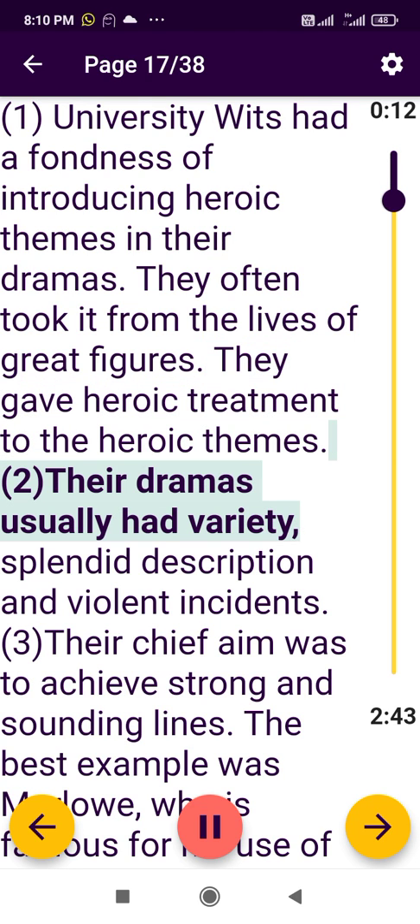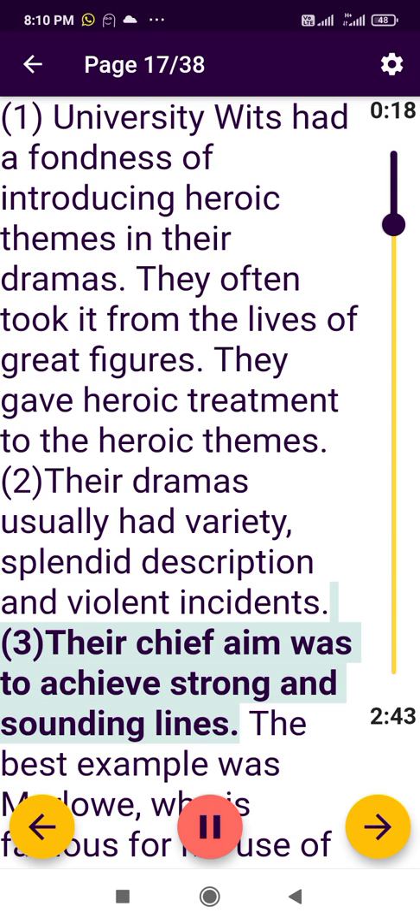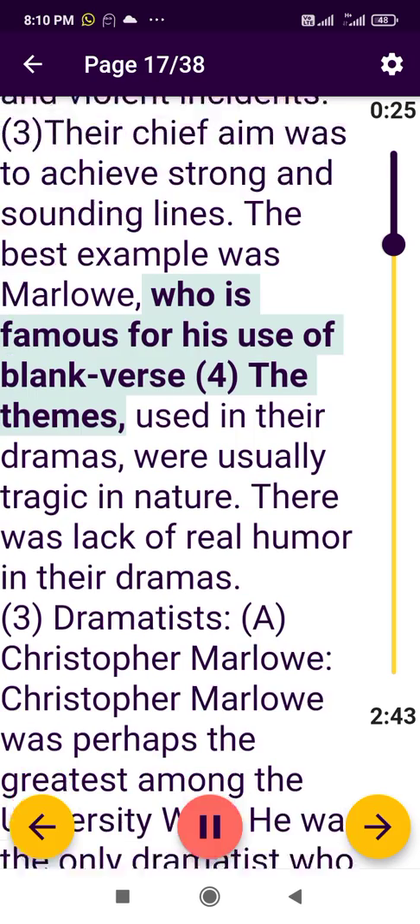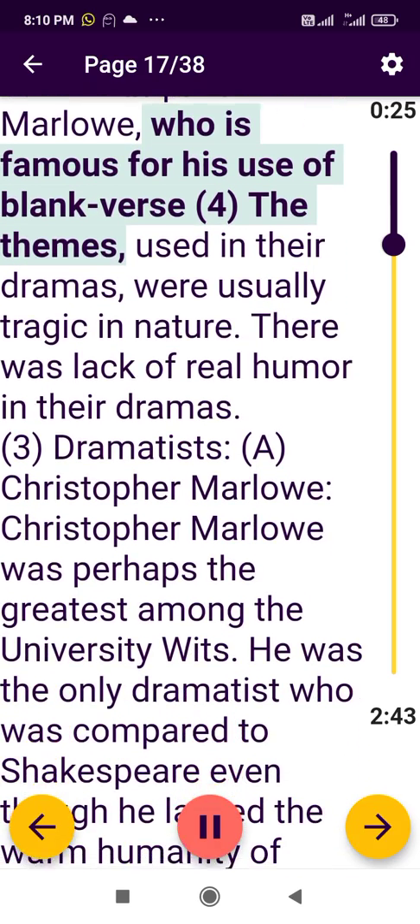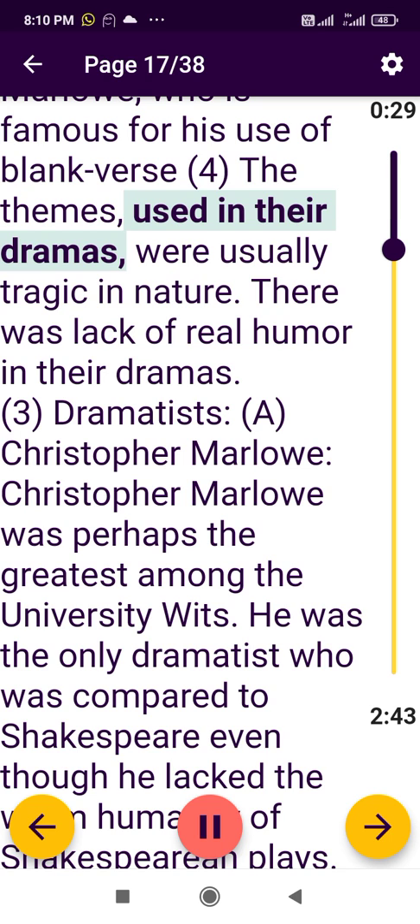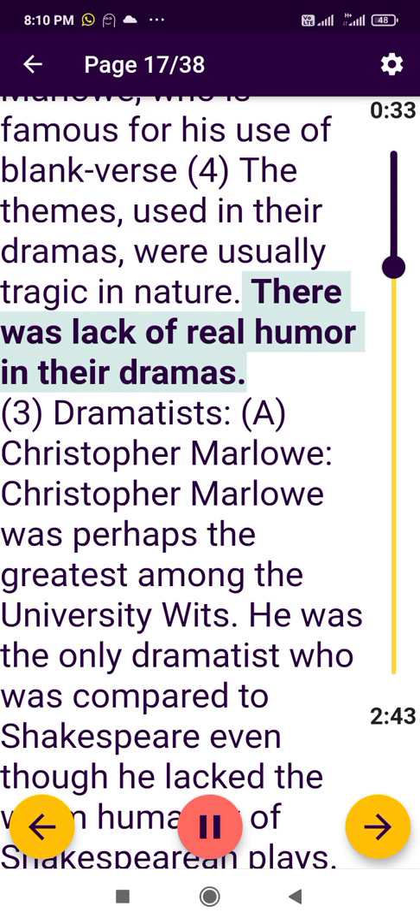2. Their dramas usually had variety, splendid description, and violent incidents. 3. Their chief aim was to achieve strong and sounding lines. The best example was Marlowe, who is famous for his use of blank verse. 4. The themes used in their dramas were usually tragic in nature. There was a lack of real humor in their dramas.